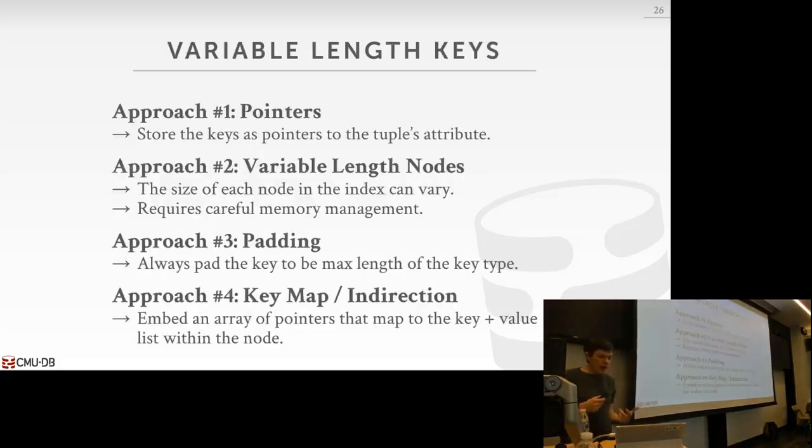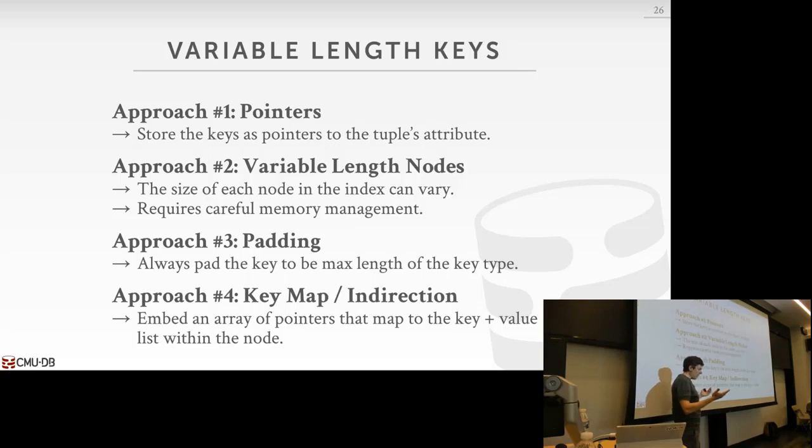All right, so now we want to talk about how we actually want to handle variable length keys. So again, everything I've shown so far, we assume that the key is a fixed length and the value is always fixed length. And in practice, the values will always be fixed length. So there's four different ways we can handle this. So the first approach is that rather than storing the key itself in the node, we just store a pointer to the actual attribute or the tuple where we can do a lookup to find what the key actually is.